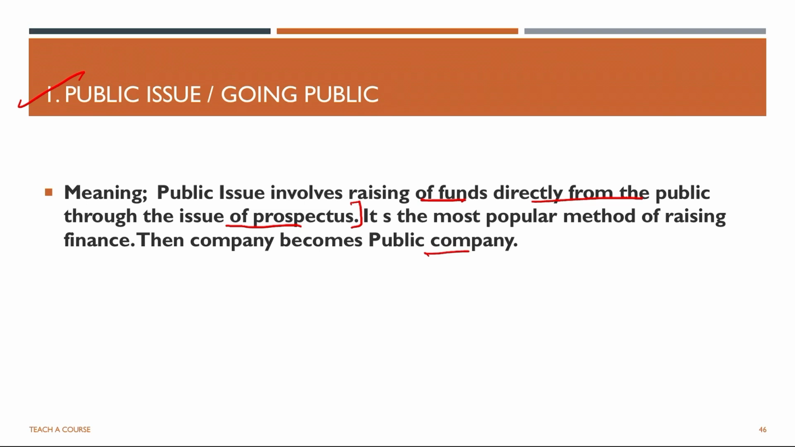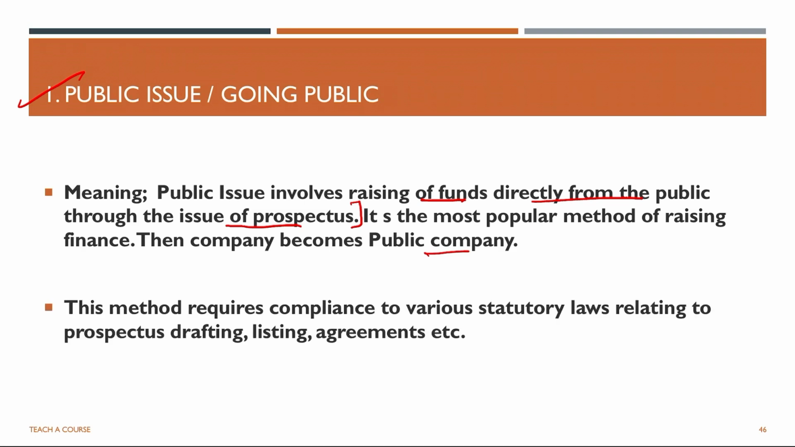Public issue is a very complicated and difficult way to raise capital, because it involves so many legal formalities. You need to draft the prospectus, and you need to list your company with the stock exchange, because on that stock exchange the further buying and selling of your issued shares will be done. Then you have to sign agreements and hire brokers and underwriters. So it involves so much cost as well as so much formality.